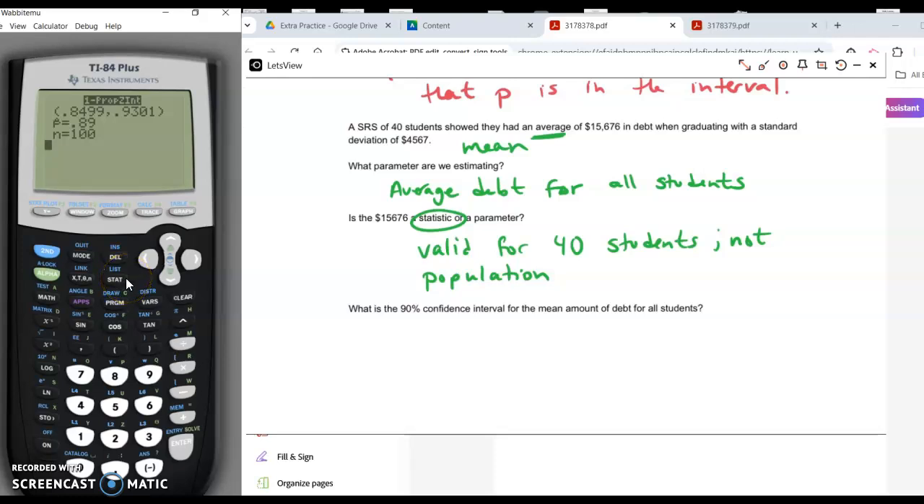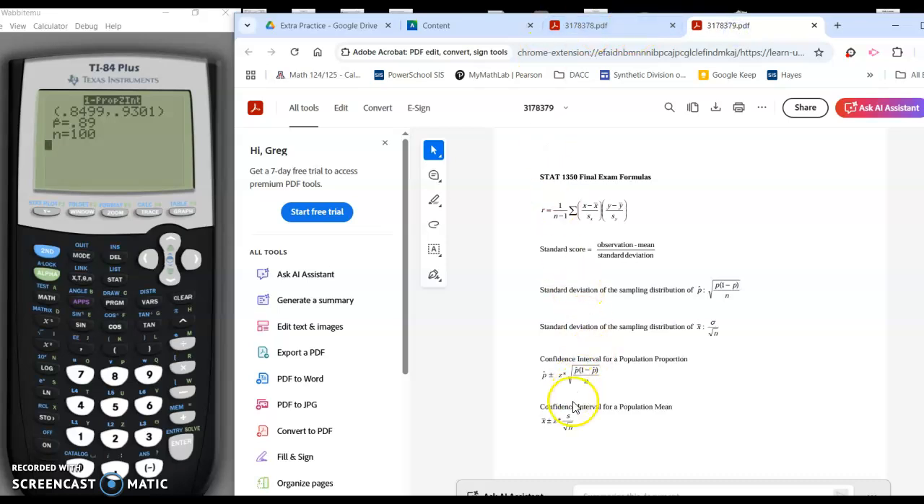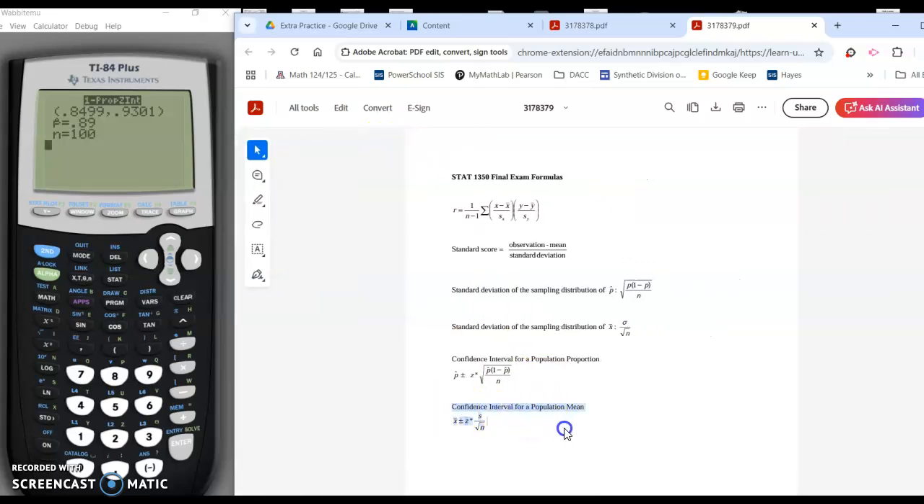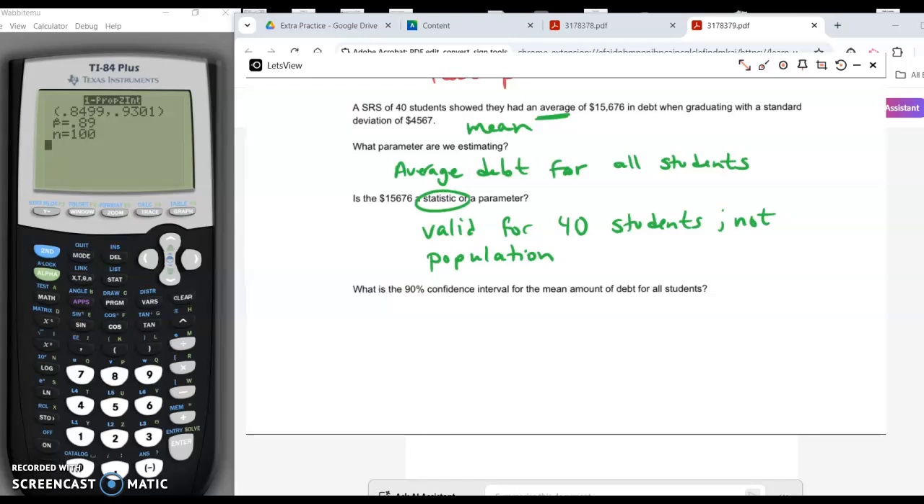So in this problem, it says, what is the 90% confidence interval for the mean debt of all students? So we can kind of do it the same way. I can jump down here to my confidence interval for a population mean. That would be this last formula here: X bar plus minus Z star S over square root of N. So I'll just go ahead and write that formula down. You get this sheet on the test, so you definitely will have this formula.